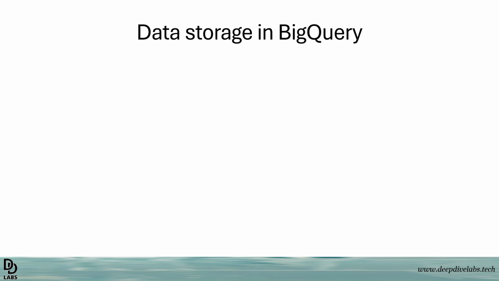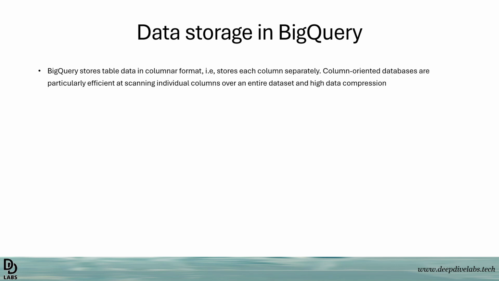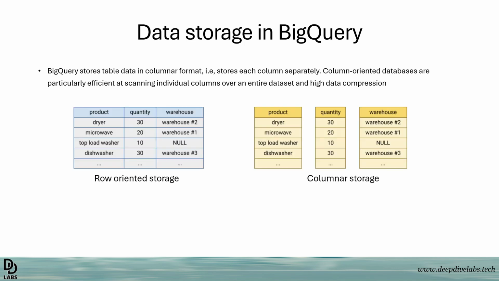So let's look at data storage in BigQuery. BigQuery stores tables in columnar format. So we have already seen it's one of the non-relational data formats. Column-oriented databases are particularly efficient at scanning individual columns over an entire data set and have very high data compression. So, a very quick refresher.